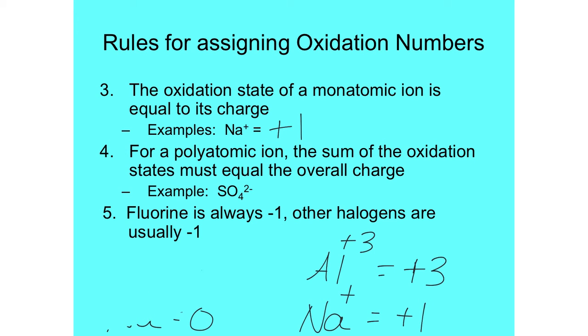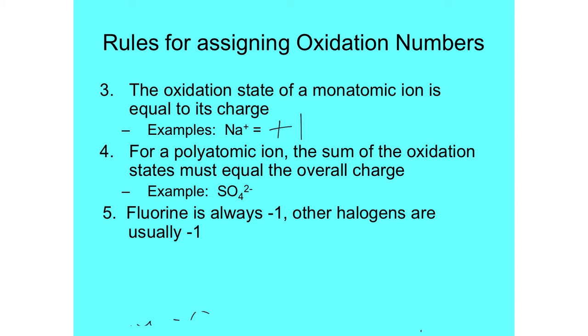Okay, next one, for a polyatomic ion. So these are our things on table E, group of atoms bonded together, share a charge. Their oxidation states don't equal 0, they equal whatever the charge is. So basically, you add up to 0 unless you see a number there. If you see a charge there, then you're going to add up to that. So SO4.